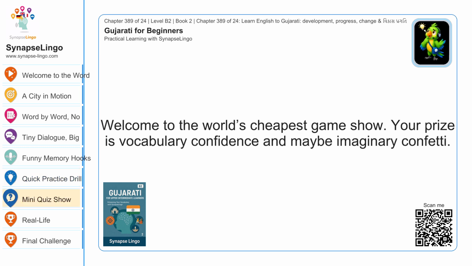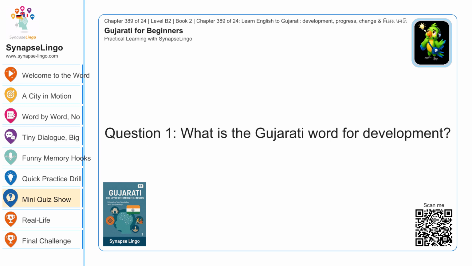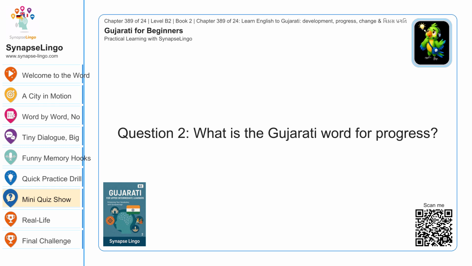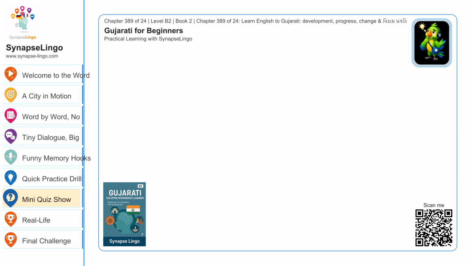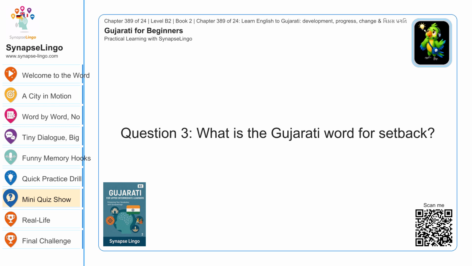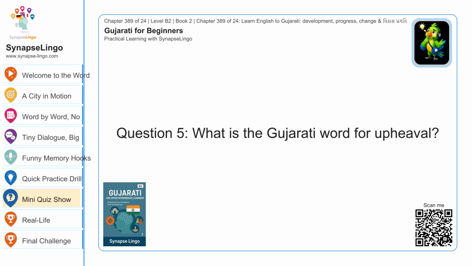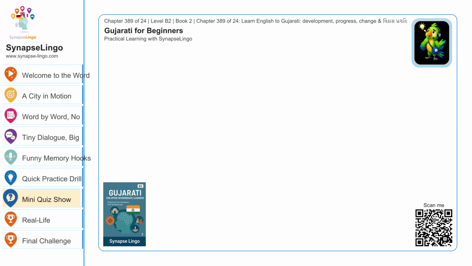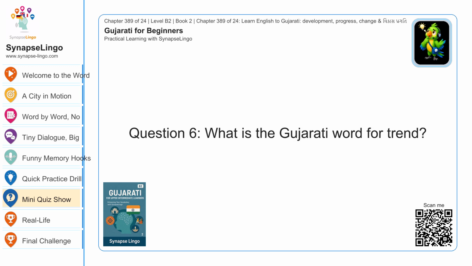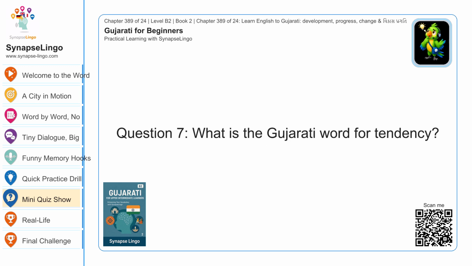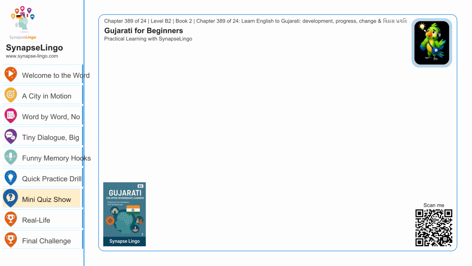Mini quiz show. Welcome to the world's cheapest game show. Your prize is vocabulary confidence and maybe imaginary confetti. Question 1. What is the Gujarati word for development? વિકાસ. Question 2. What is the Gujarati word for progress? પ્રગતિ. Question 3. What is the Gujarati word for setback? પાછળ પડવું. Question 4. What is the Gujarati word for change? ફેરફાર. Question 5. What is the Gujarati word for upheaval? ઉથલ-પાથલ. Question 6. What is the Gujarati word for trend? પ્રવૃત્તિ. Question 7. What is the Gujarati word for tendency? વૃત્તિ.